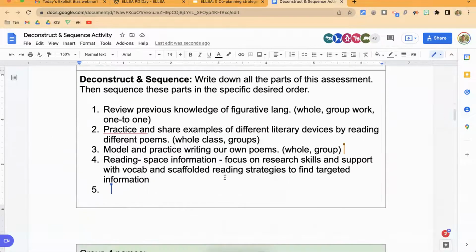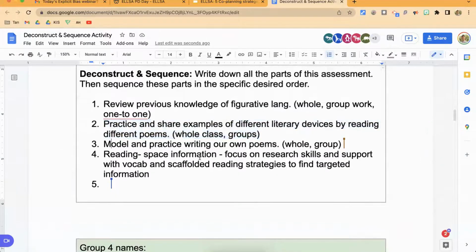Let's see how they deconstructed it. First, they review the previous knowledge of figurative language, whole group, small group, one at a time. They're going to have to know what students know about figurative language. Next, they practice and share examples of different literary devices by reading different poems, whole group and small group. This is where they're teaching the poem part. They model and practice writing poems on their own, whole group or small group.